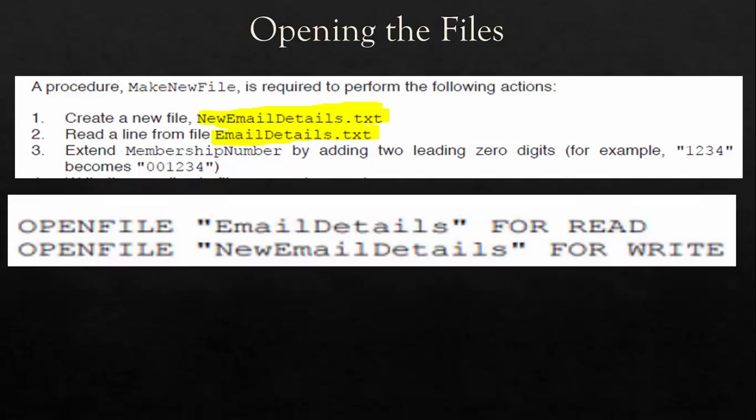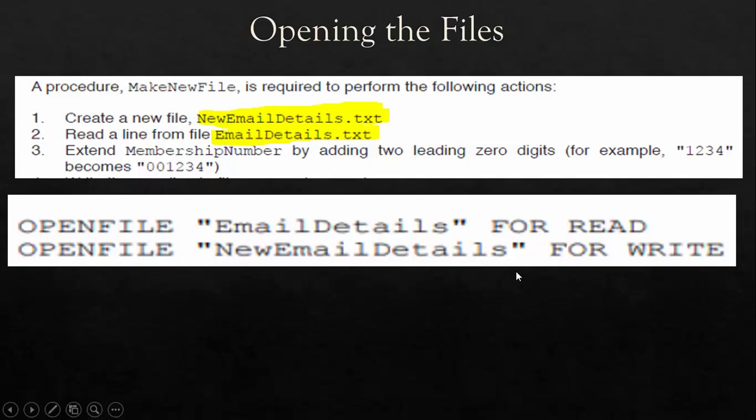And here's how it looks. Open file. What file do we want to open? Email details. Notice in pseudocode, you don't have the .txt. Email details was the original file. So I want to open it so I can read it. I don't need to write to it. I need to get the old membership numbers from there and then create a new file. I'm going to open the file, new email details.